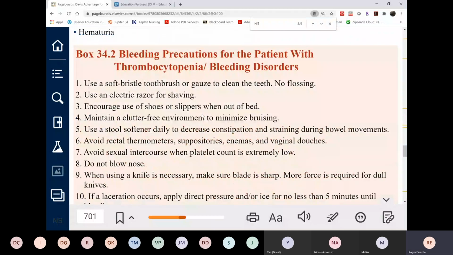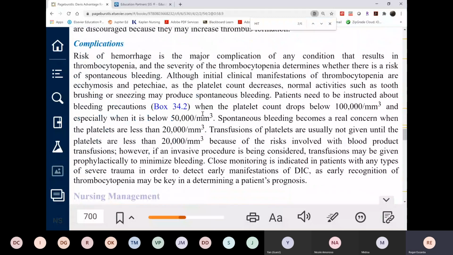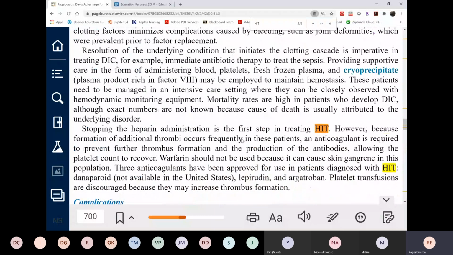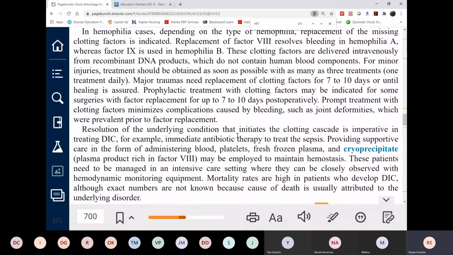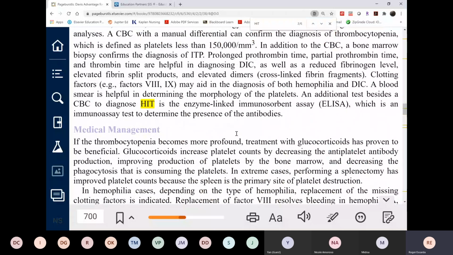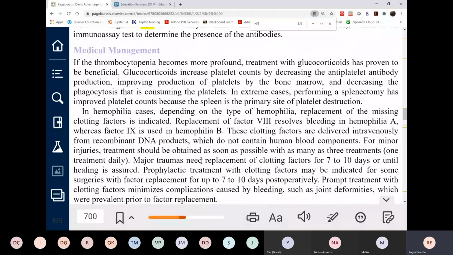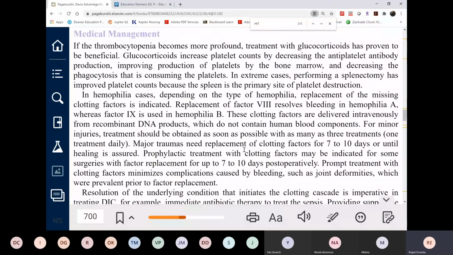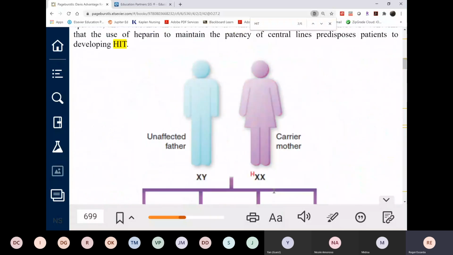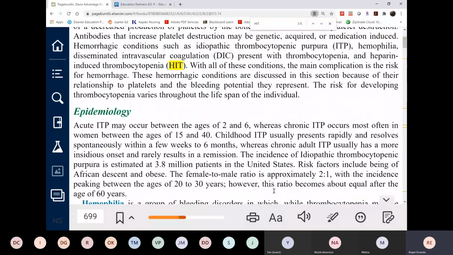All right, so here's the box that you guys referenced, and here are the complications, which begins with hemorrhage. The thing about chapter 34 is they jumbled everything together rather than talking about them separately. So they just put them in separate paragraphs, but they're all in one section. Under medical management, for instance, they separated them into paragraphs, but they're all in one area. Same thing with the clinical manifestations as well as the pathophysiology.